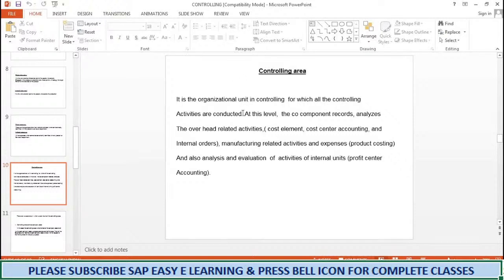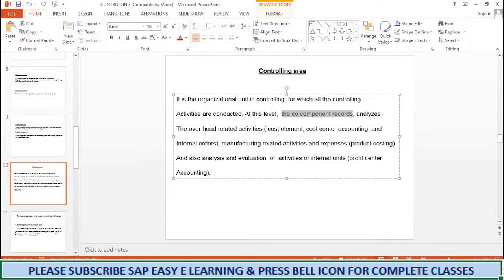At this level, the CO component records and analyzes the overhead related activities, that is cost elements, cost center accounting and internal orders, manufacturing related activities and expenses like product costing, and also analysis and evaluation of activities of internal units, that is profit center accounting. All these modules are performed at the controlling area level only. As I said, the FI organizational unit is company code, and the CO organizational unit is controlling area. In that way, you can assume.